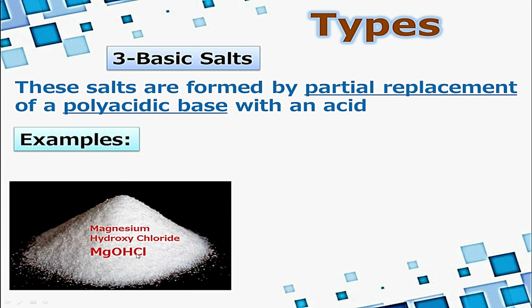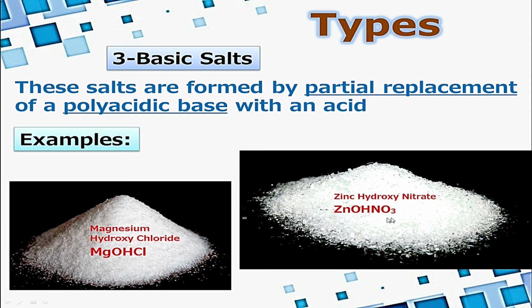Here you can see OH in the center. So in this way you can recognize any basic salt. Another example is zinc hydroxynitrate. Here also OH is in the center, so it will be considered a basic salt.